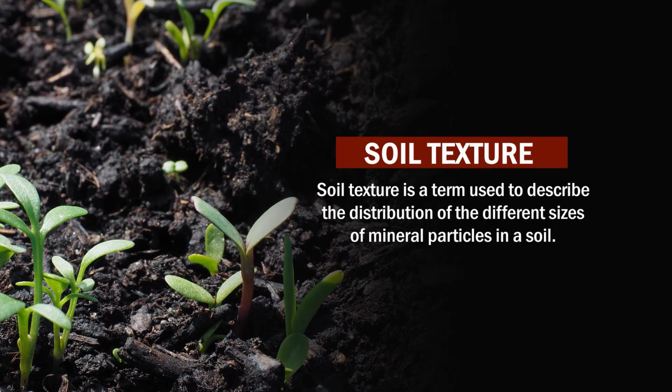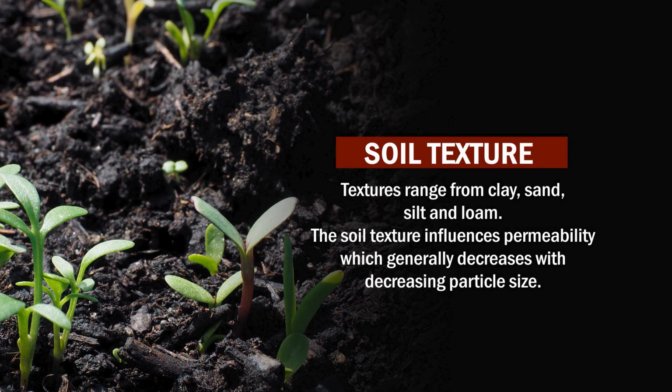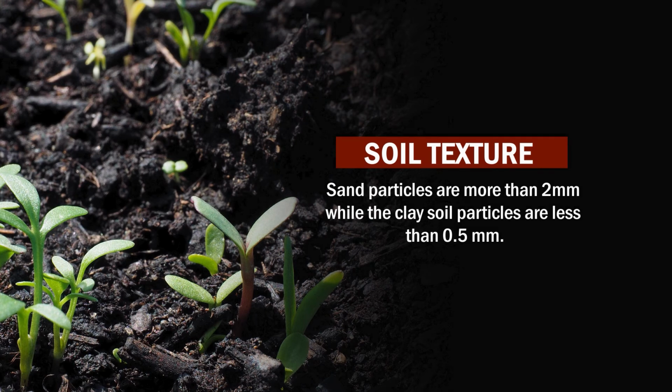Another important property is soil texture, which tells us about the distribution of different sizes of minerals present in the soil. So it is actually the different composition of sand, silt, clay, loam, etc. in the soil, and soil texture influences the permeability, which generally decreases with decreasing soil particle size. We say that sand particles have a 2 millimeter size, as compared to clay where the particles are less than 0.5 millimeter. So depending on this, the soil texture varies from one place to another, and with the soil texture properties we can tell about the permeability of the soil and the water retention capacity of the soil, and in this way the vegetation on that particular soil is also influenced.